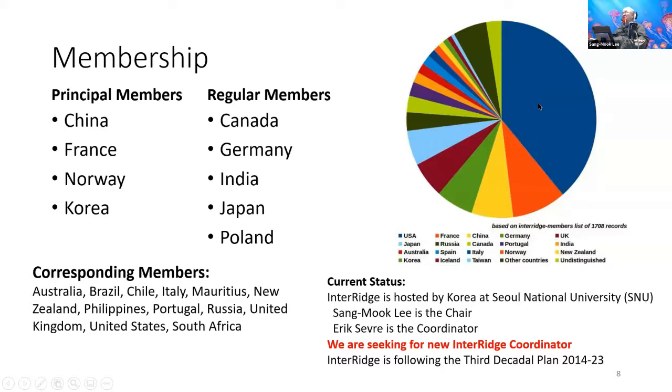As you can see on this right side pie, the dark blue is US. Although US pulled out of InterRidge several years ago, you still constitute the biggest number of the email list and members that receive InterRidge information. Next is France, China, Germany, and this. So I really urge US to come back to InterRidge.